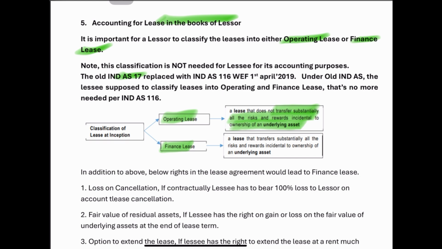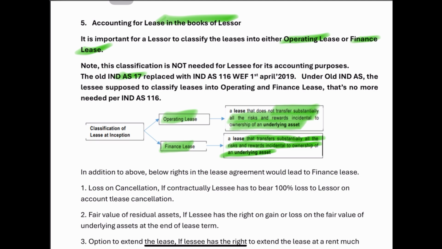And a finance lease is a lease that transfers substantially all the risks and rewards incidental to ownership of an underlying asset. So under finance lease, the lessee will become ultimately the owner of the leased property or the underlying asset at the end of the lease term.